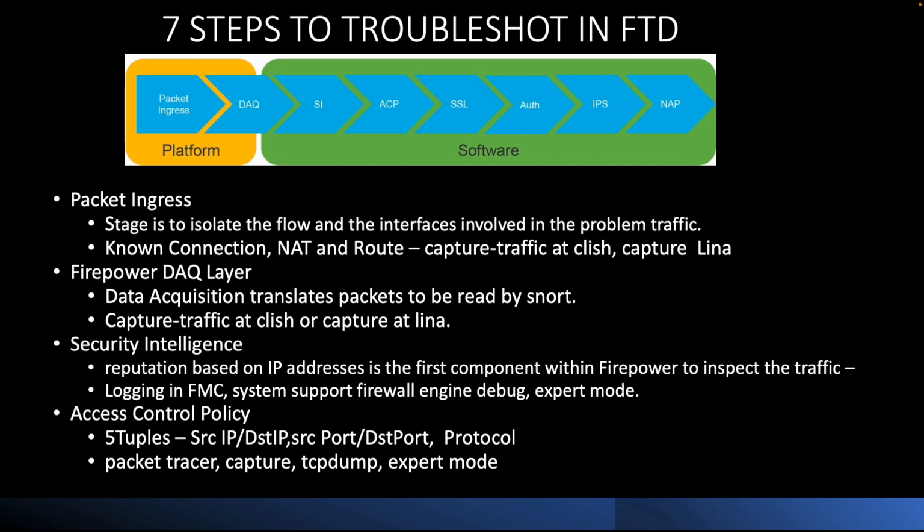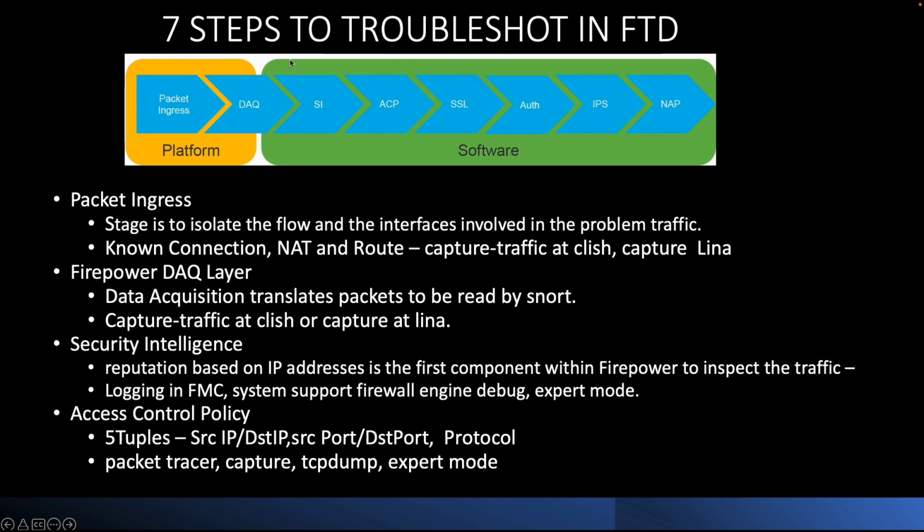Then we go with the five tuples, ACP, right? Access control policy, source IP, destination IP, source port, destination port, and protocol. Here we can do a packet tracer to simulate the traffic. We can do some captures. We can go with the expert mode and tcpdump. We can also do the system support firewall engine debug. I will show everything of that to you guys, but that's step number four, right?